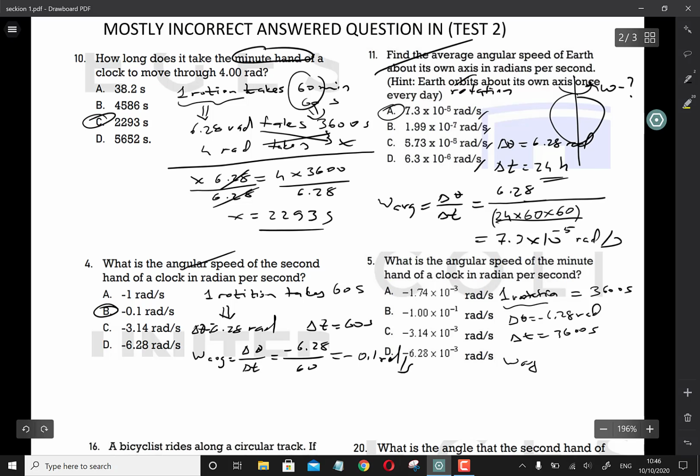Omega average, again, is delta theta over delta t. So, negative 6.28 divided by 3600. So let's divide them. 6.28 divided by 3600 is going to be negative 1.74 times 10 to the power of negative 3 radian per second. So it is A.